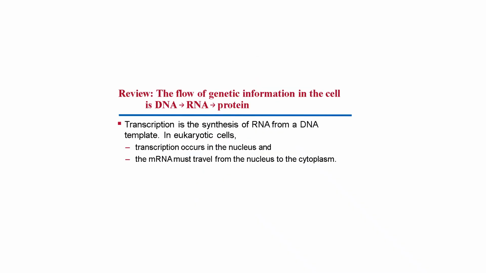This review highlights the central dogma. DNA is transcribed into RNA, and RNA is translated into protein. Together, these processes ensure that genetic information stored in DNA is expressed as functional molecules. This flow of information is universal across all forms of life.